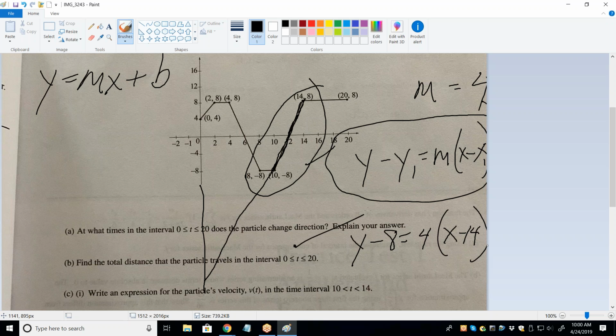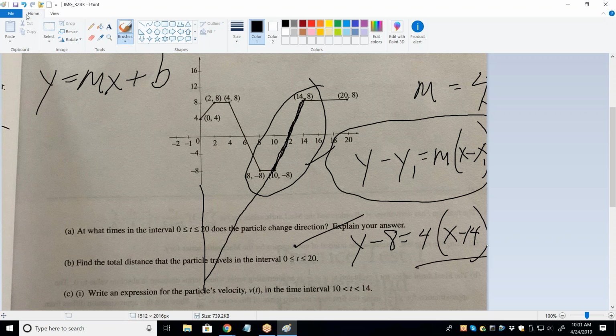Sometimes multiple choice puts it in slope intercept, which means you would have to distribute and move the 8 over and simplify. Yeah. Okay. That's easy.